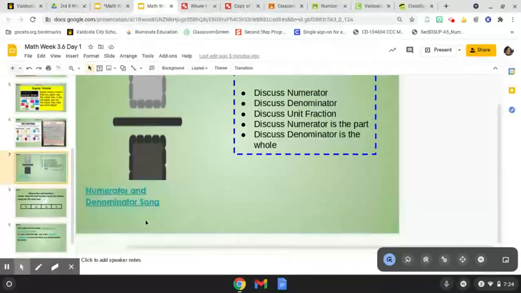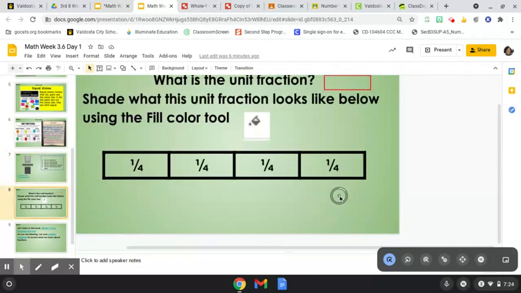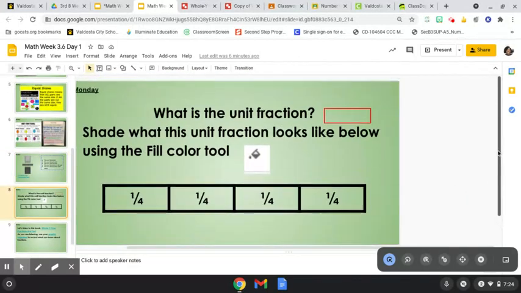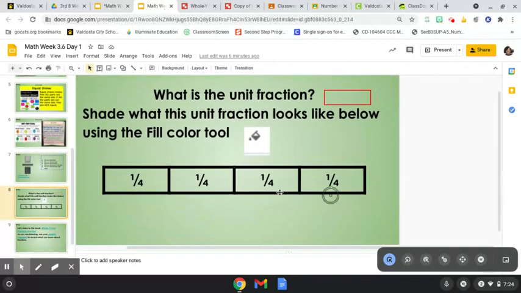Here's a YouTube song for you to listen to. Click the link there. On this slide, I want you to name the unit fraction down below here. Shade what the unit fraction looks like.